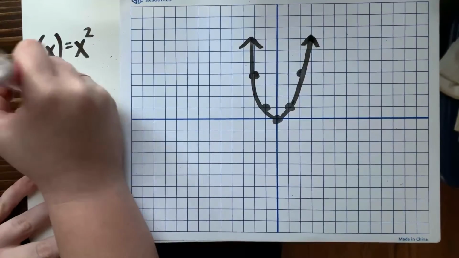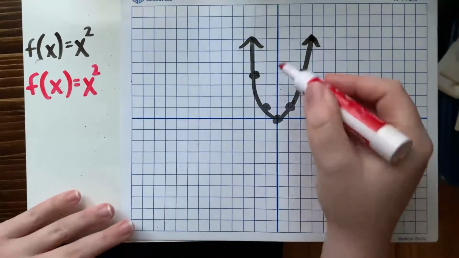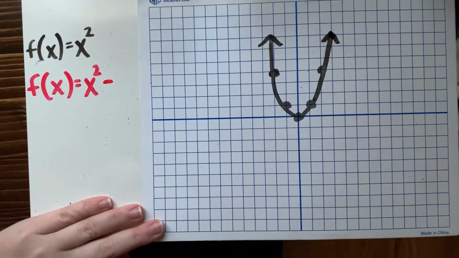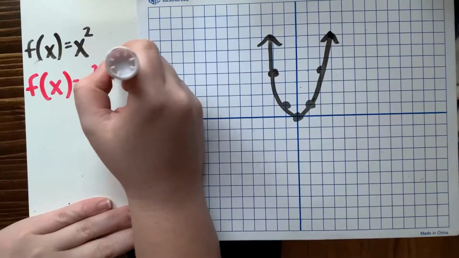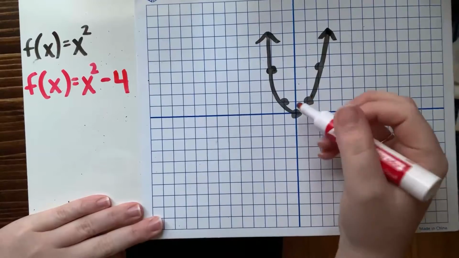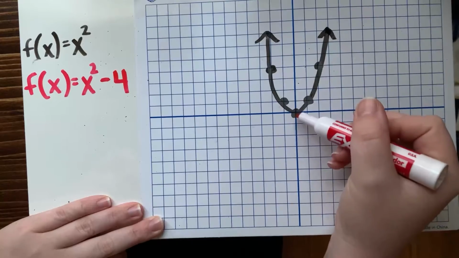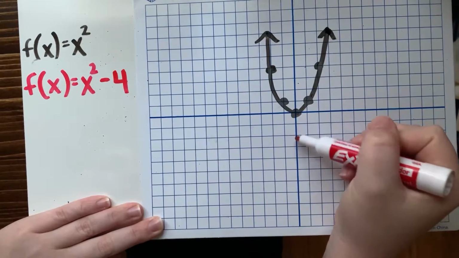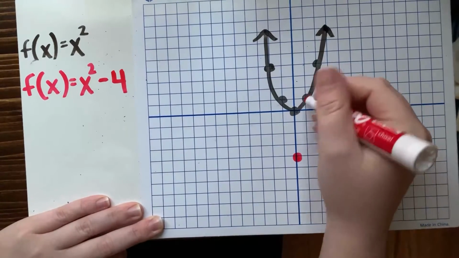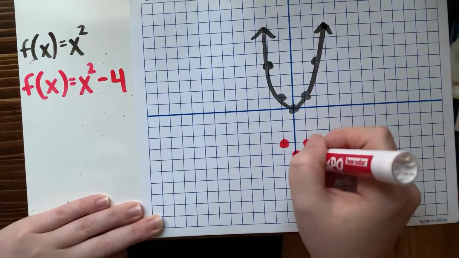So let's do f of x equals x squared. If I want to move this down, I'm going to subtract, this is my k value, let's say 4. So I take my vertex, its starting point, and I'm going to move that down 1, 2, 3, 4. Now I'm going to move the other points down 4. So now all of those move.